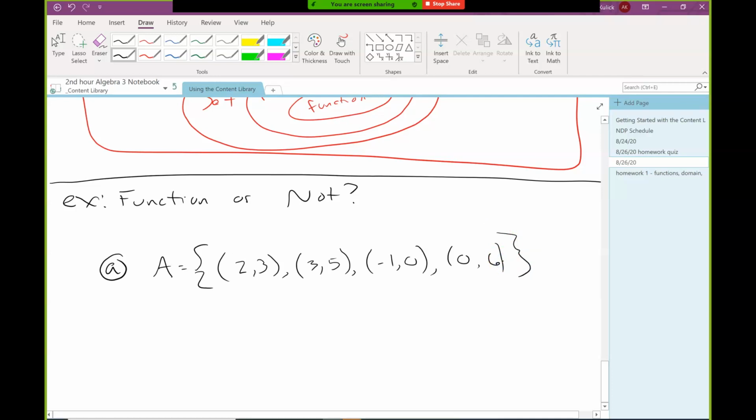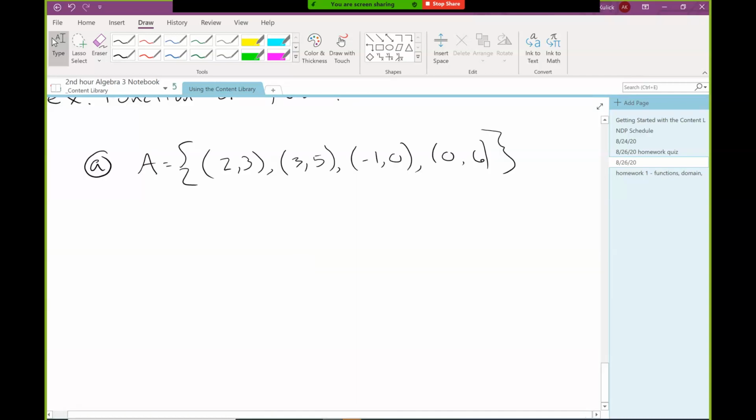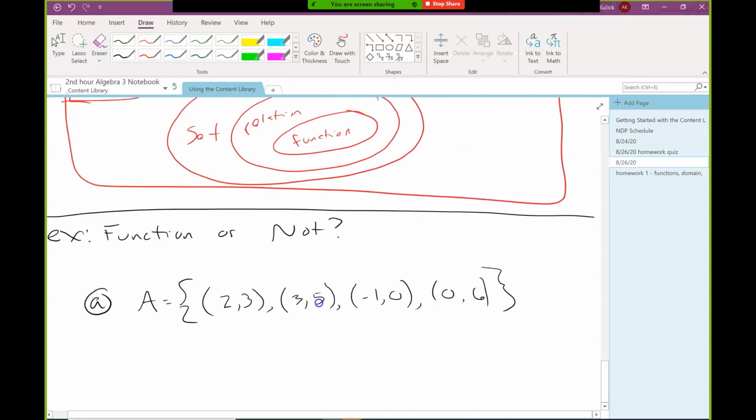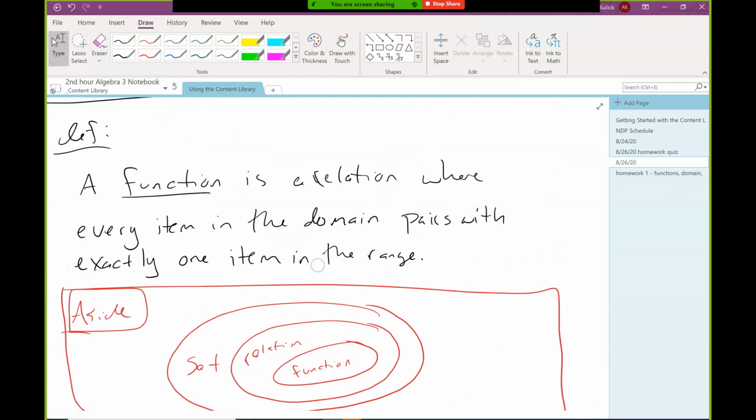So let's say we have this relation that's just a set of ordered pairs. The ordered pairs are (2, 3), (3, 5), (-1, 0), and (0, 6). And what we're being asked to do in all of these examples is try to determine whether it's a function or not. Okay with that? So if we want to decide if something is a function, we really need to be familiar with the definition of a function. So let's scoot back up there and reread that definition real quick, because we probably wrote it down and obviously didn't memorize it the first time we heard it.